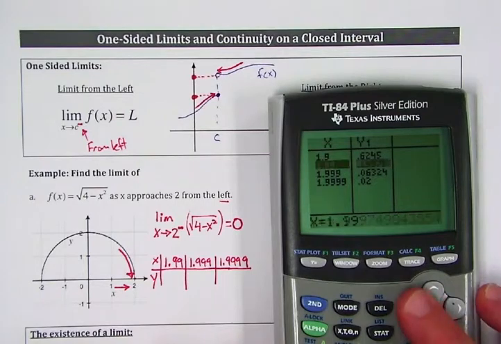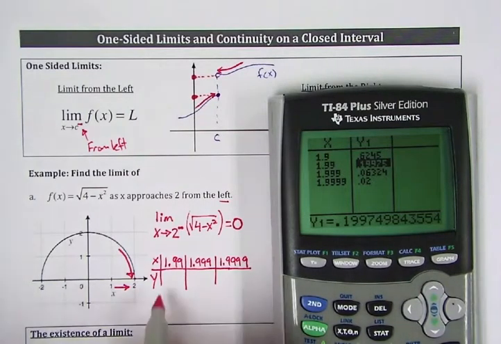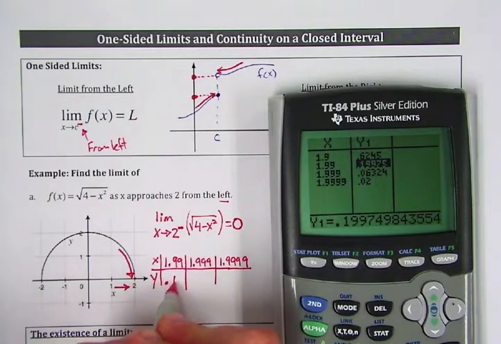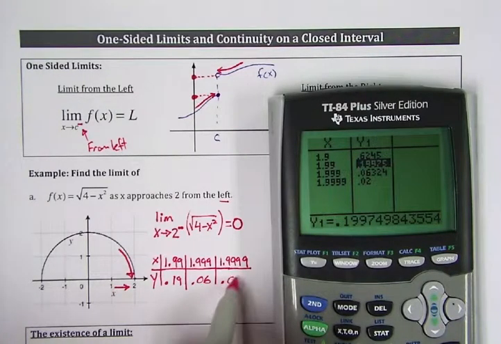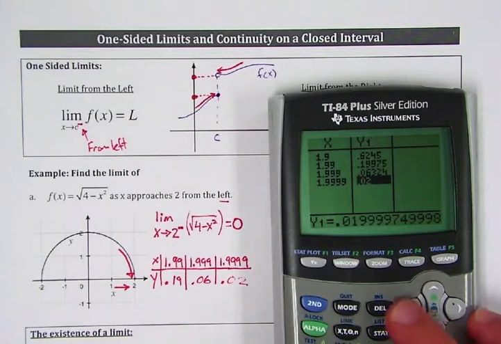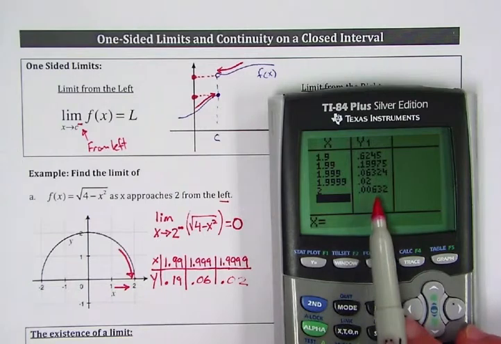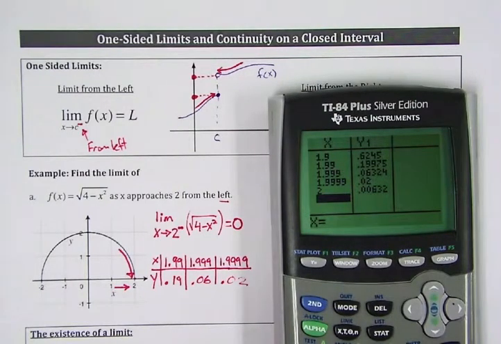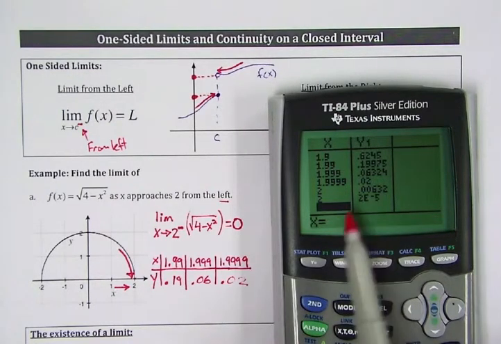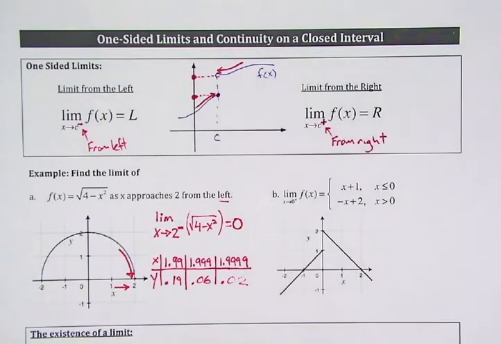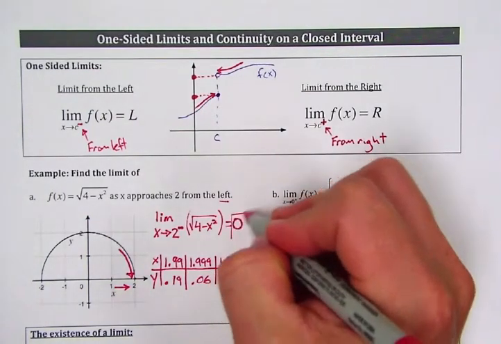We can see 1.99 gives me, we'll round it, 0.19, 0.06, 0.02. If that's still not good enough for you, you can just keep adding 9s. If we added 5 of them, now we see 0.006. And you can see that we're getting very close to 0. So we're going to say that the limit from the left side is 0.